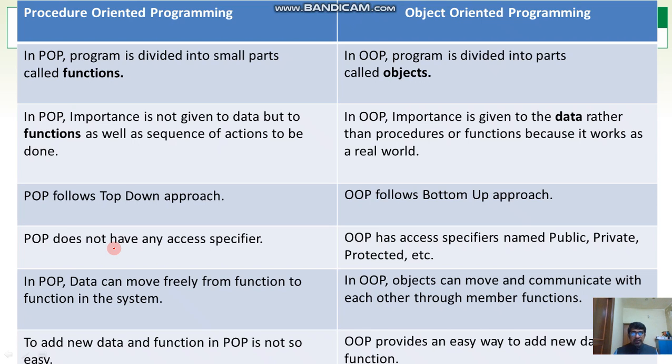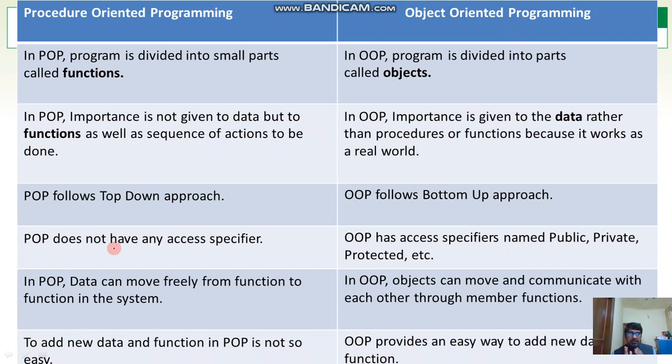And in POP we give more importance to the functions, whereas in object oriented programs we give more importance to the data. Data is more important in object oriented programs. In POP, we use an approach called top-down approach, whereas in object-oriented programs we use bottom-up approach. First, we create the object, then we create data and functions around them.